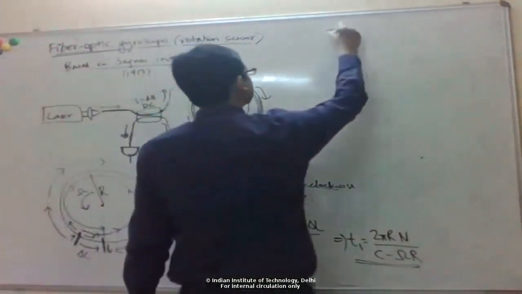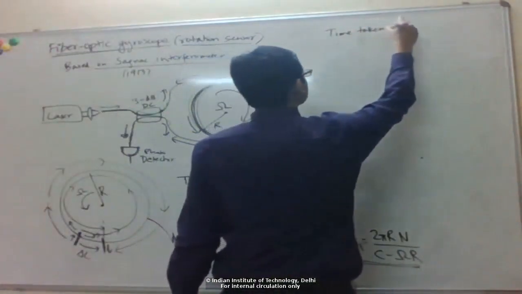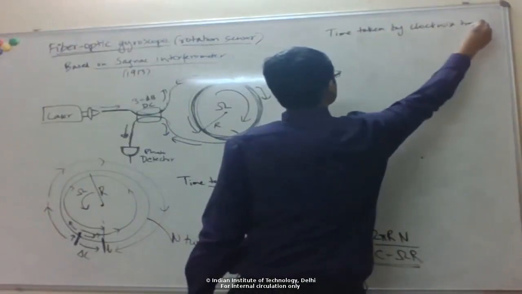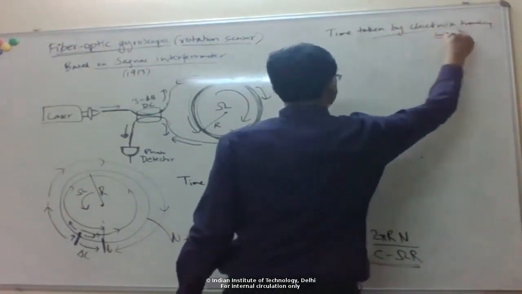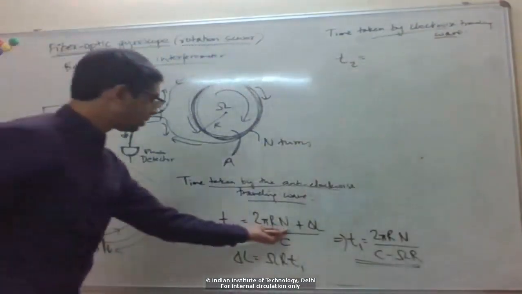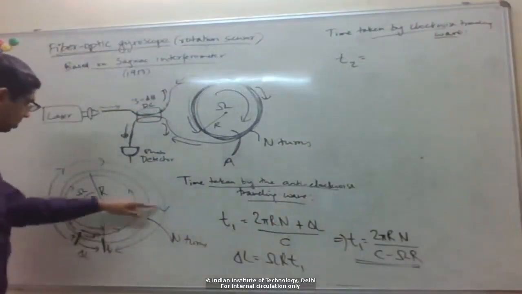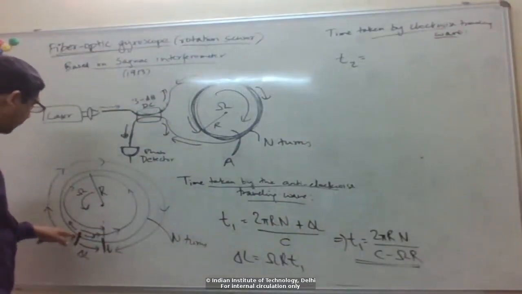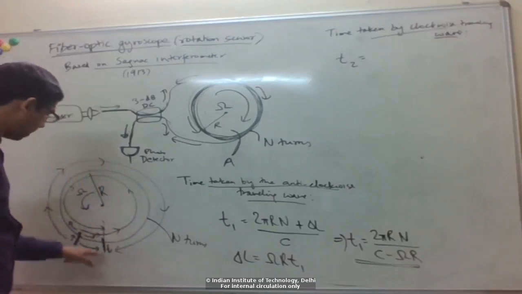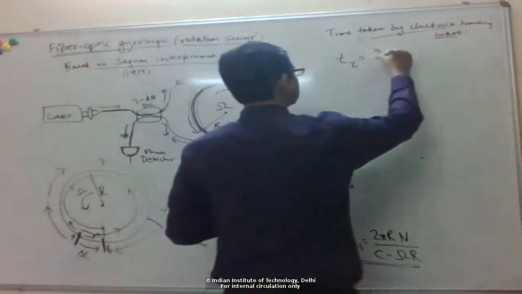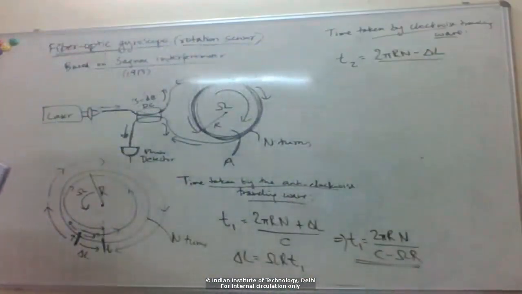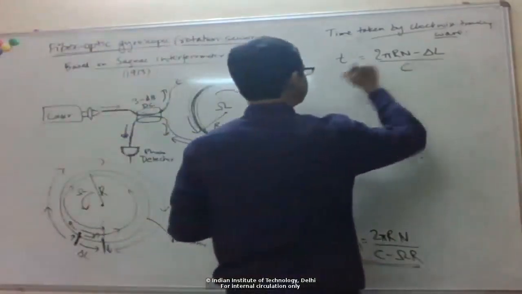Now, if we look at the time taken by the clockwise traveling wave, let's call that t2. Now it travels a distance smaller than n times the circumference. So again, it comes here, enters the loop, and travels n times. But then when it comes out here, it travels a distance delta L less than n times the circumference, and then again dividing by c gives me the time.